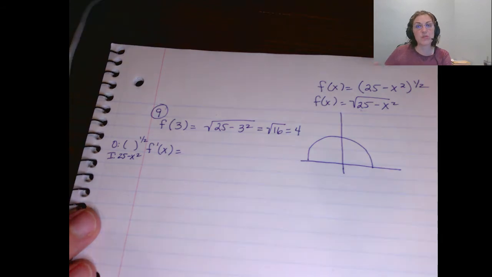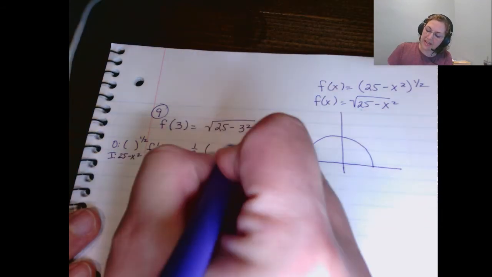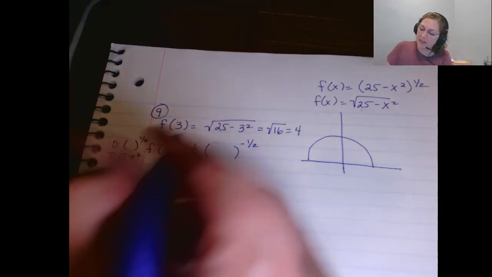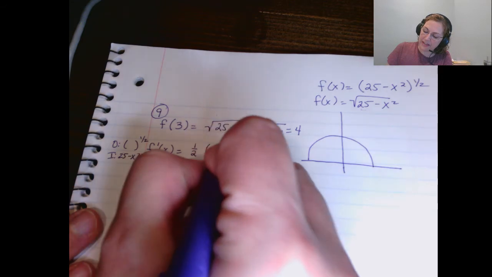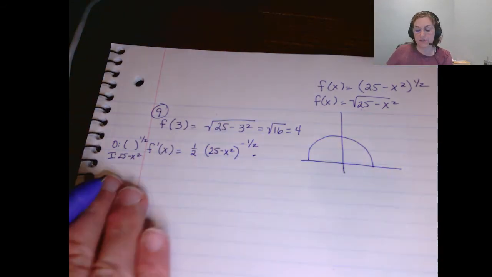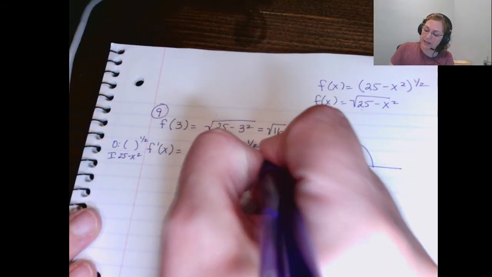So let's go with the derivative of the outer function. You've got 1/2 times that something to the negative 1/2. That something being 25 minus x squared times the derivative of the inside function. So the derivative of 25 minus x squared is negative 2x.